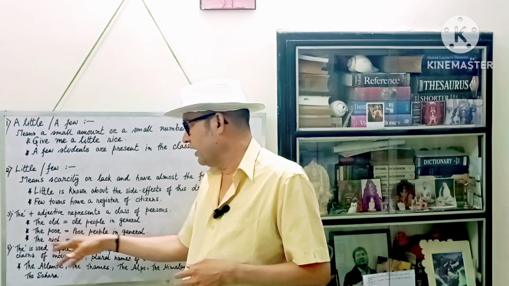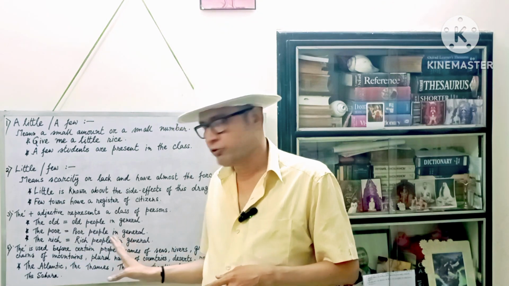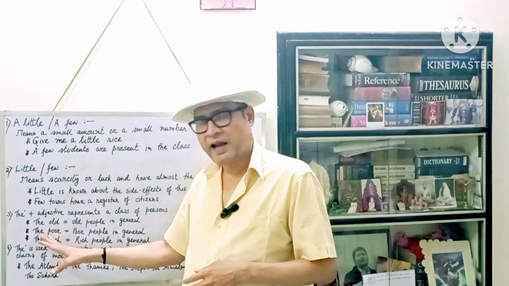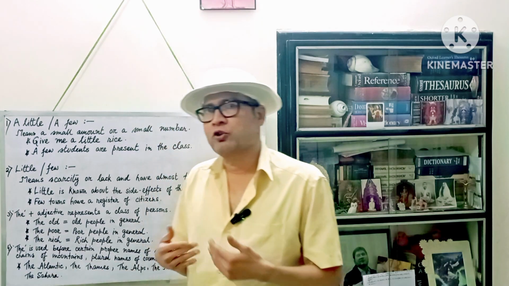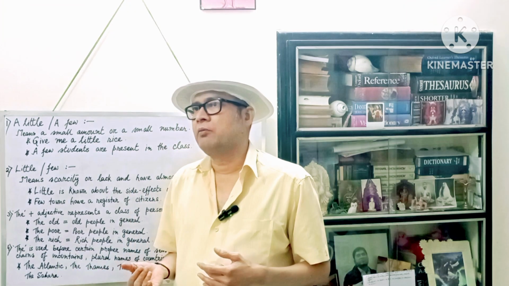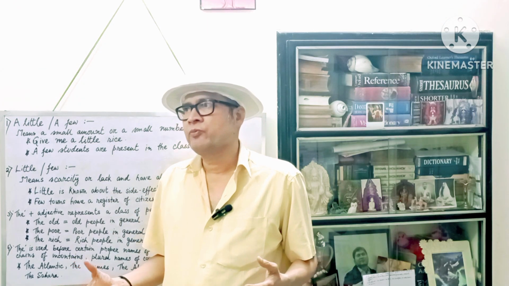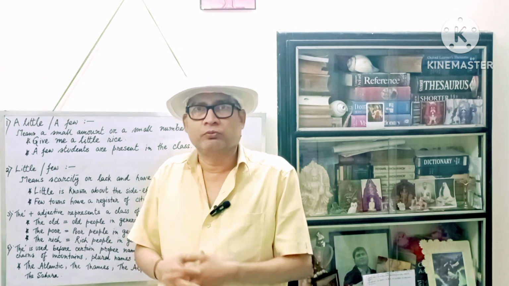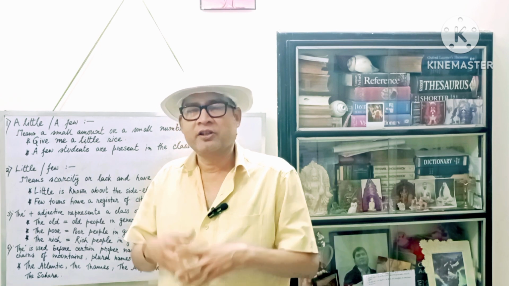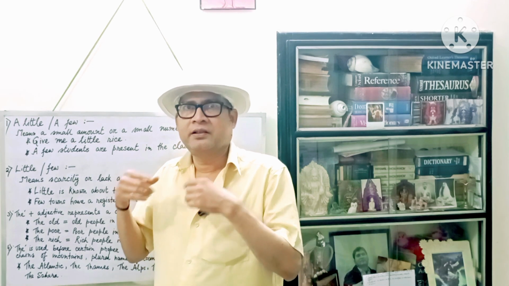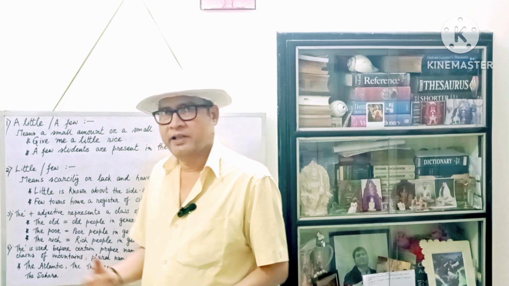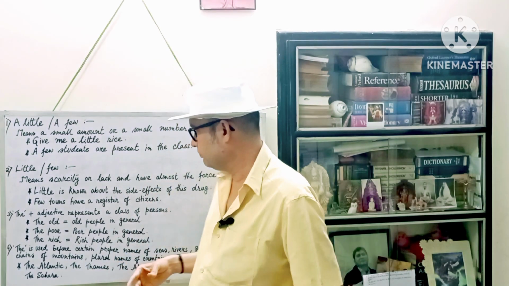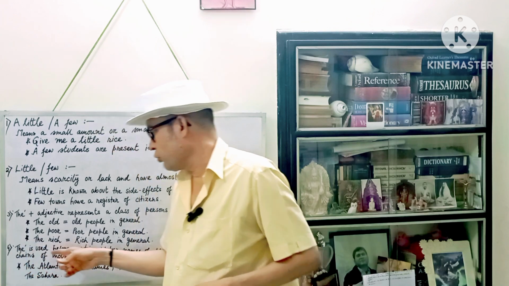Next one, the rich. Rich people in general. So it has the plural effect. As it has the plural effect, we will have to construct the sentence this way. The rich generally are charitable. Okay? They give a lot of money, a lot of things in charity. Let's move on to the next one.